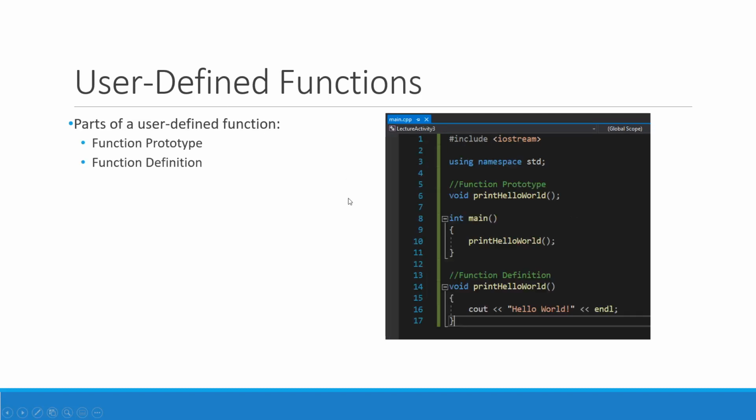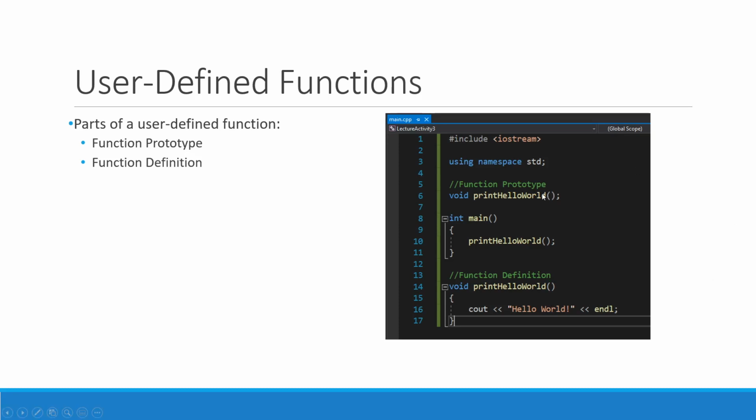Okay, so this is what I want to talk about next. So over here is the exact same print hello world function that we wrote before. Now, a user-defined function has two parts. One is the function definition, which is here, and the other one is the function prototype, which is here. Now, the definition for a function is exactly what it is. It's the C++ code that defines the function that we're going to perform.